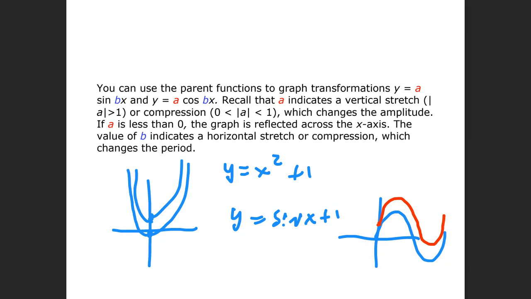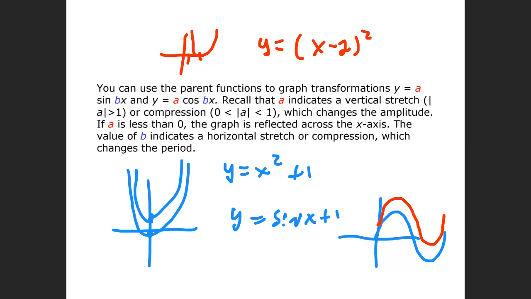Now remember when we did quadratic functions and we did something like y is equal to x minus 2 squared. What did this do? Well, it shifted the graph 2 places to the right. So now my quadratic would be 2 places over here. It would look like this.